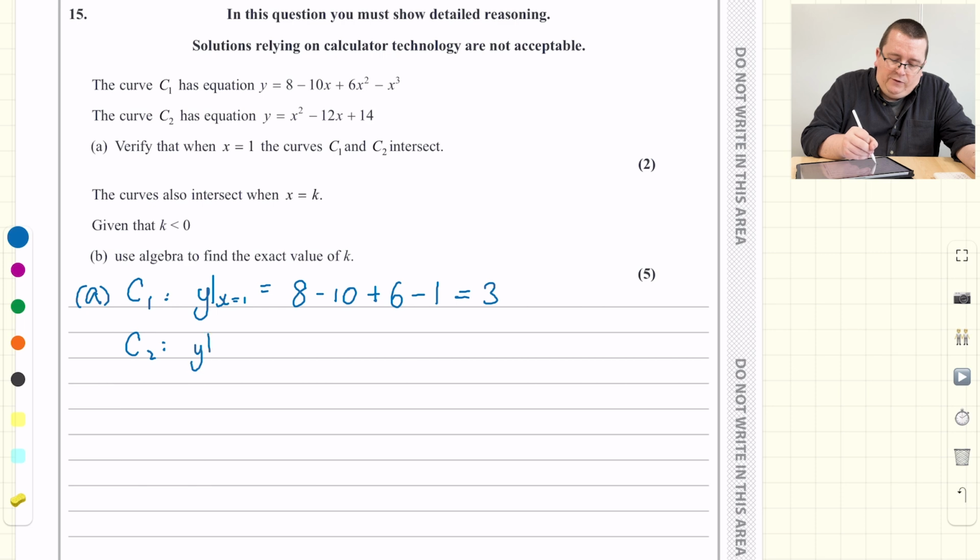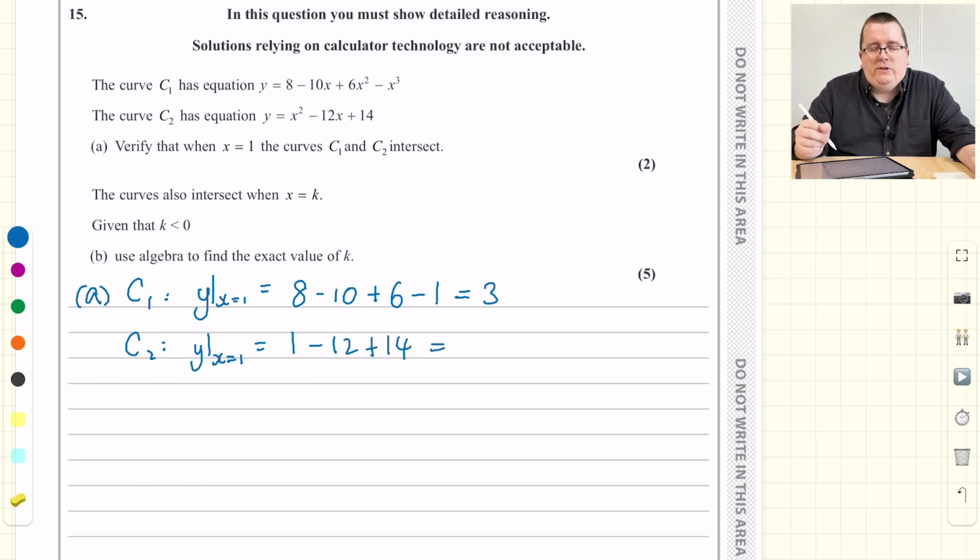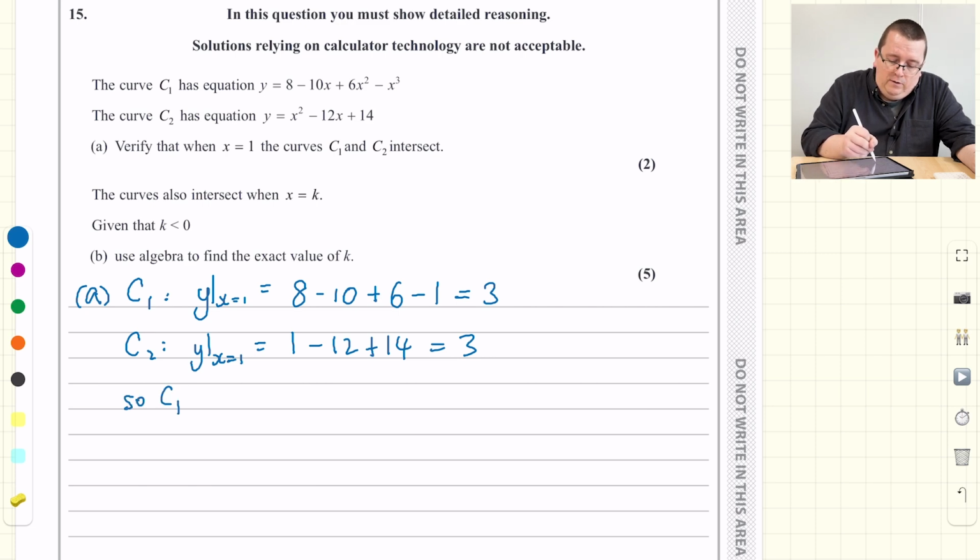So for the second curve, substituting in x is 1, we get 1 squared, which is 1, take away 12 lots of 1, plus 14. So 1 take away 12 is minus 11, plus 14 is 3. So they're consistent. So C1 and C2 intersect at 1, 3.